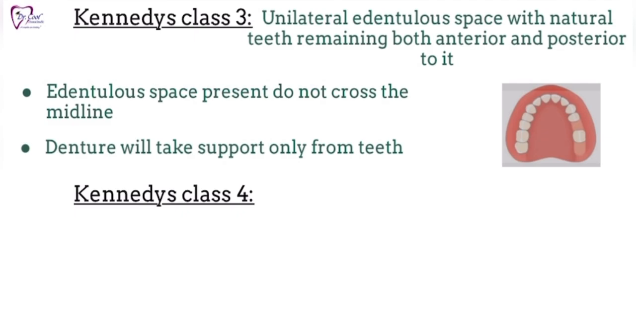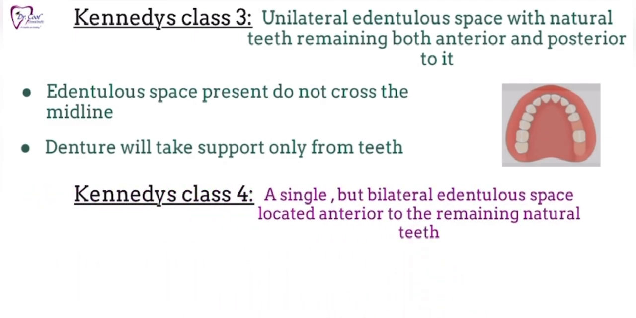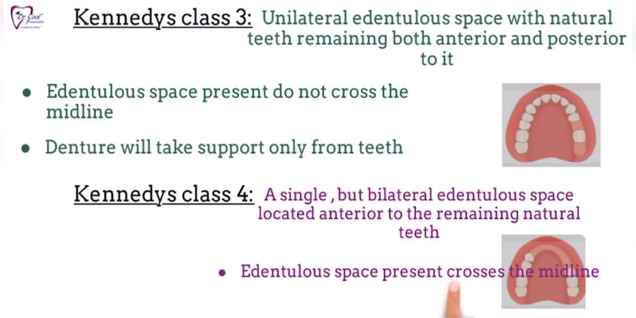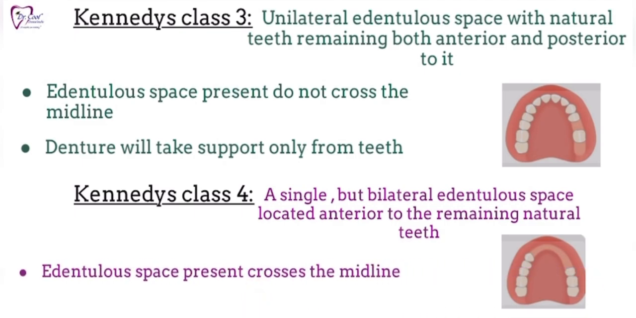Kennedy's class 4 is a single but bilateral edentulous space located anterior to the remaining natural teeth. Here, the edentulous space crosses the midline. In class 3, it does not cross the midline. In class 4, it crosses the midline. Okay? Next. These are the 4 conventional basic classes.